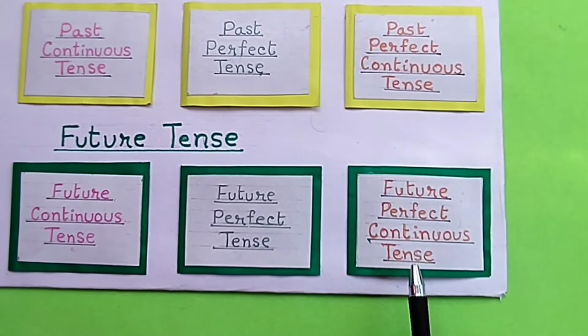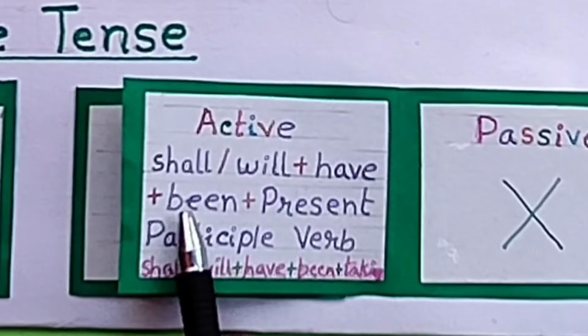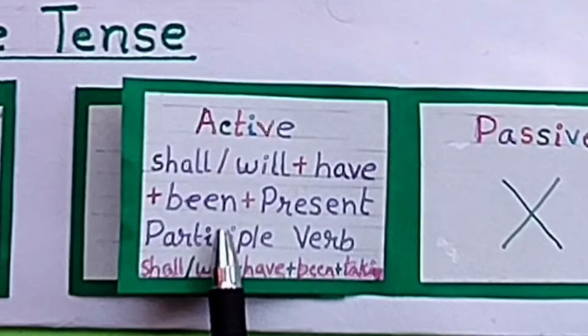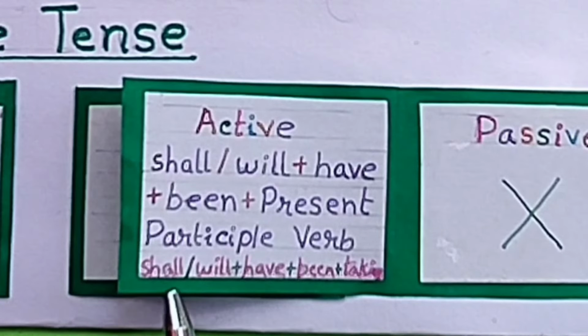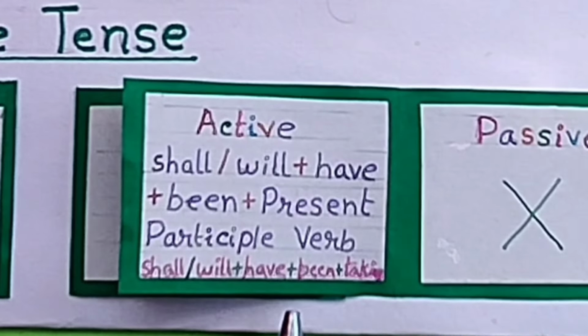Future perfect continuous tense. Active voice: shall or will plus have plus been plus present participle form of verb. Shall or will plus have plus been plus taking. For example, they will have been working on this project for 6 months.